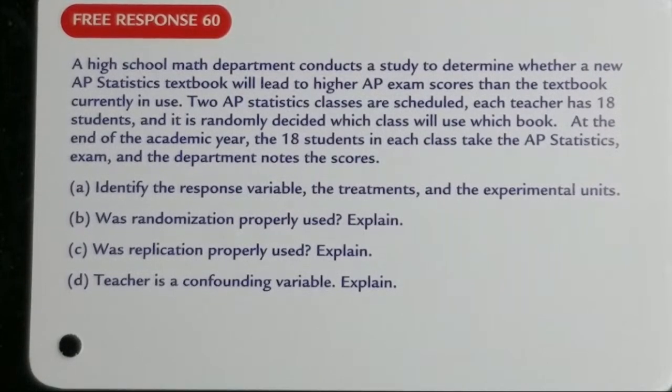What they're really going to do in this problem is average the class together. The class using the new textbook, they'll most likely average their scores together. The class that's using the old textbook, they'll average their scores together. It's a very minute distinction, but in reality, the experimental units are going to be the classes that are taking the course.